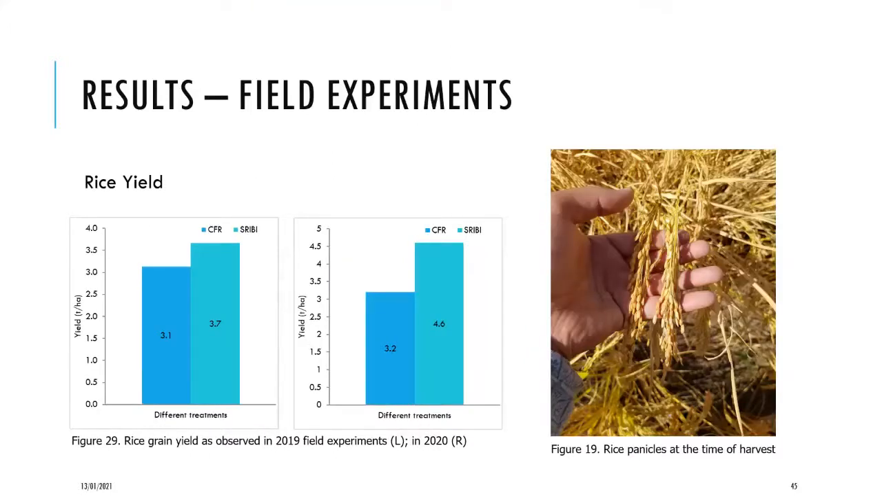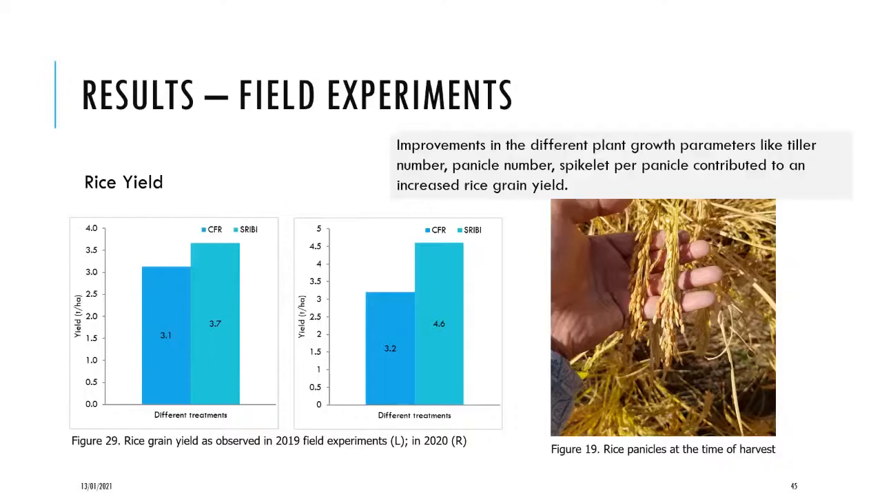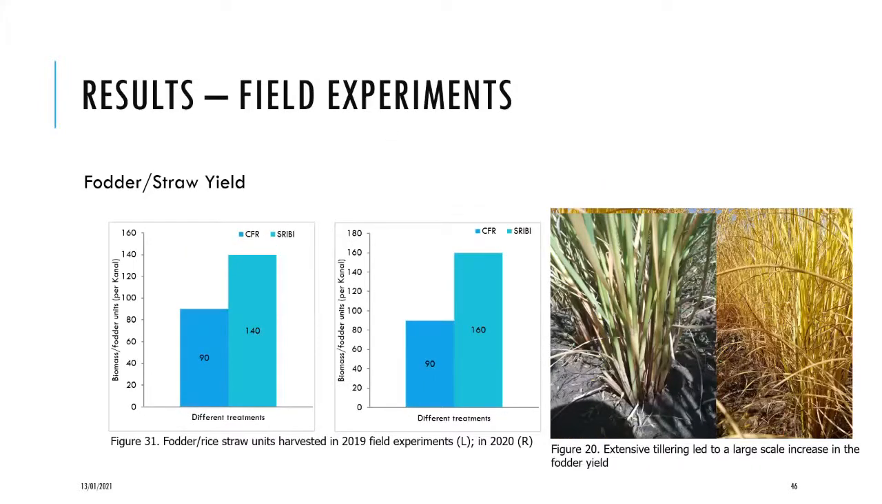When you look at the whole yield scenario, the intercropping treatment had 3.7 tons per hectare yield as compared to the conventional flooded rice, which has 3.1 in 2019, and in 2020, the improvement was even more as compared to the previous year. And this also translated into a higher fodder yield, because the rice straw is used as fodder for the animals in these regions. If we had, for example, 90 units of straw per unit of land in conventional rice, in the case of intercropping we had 140 units of straw in 2019, while in 2020 it was even more.